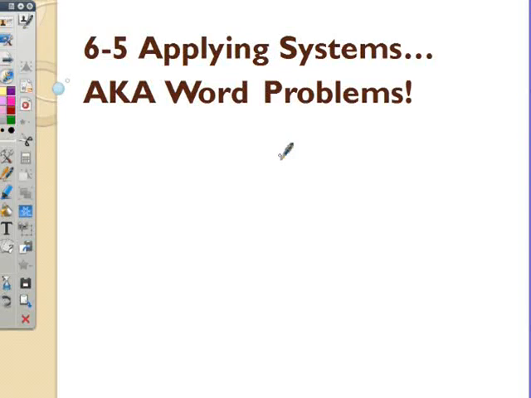Lesson 6-5, Applying Systems, also known as Word Problems. You are going to need your Know It Note, page 86. We're going to write a few things down and then do 3 problems together, those 3 problems that I gave you a copy of in class.